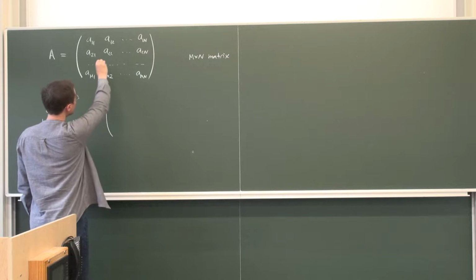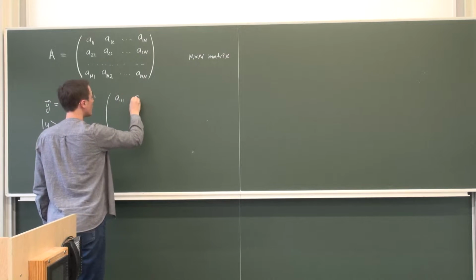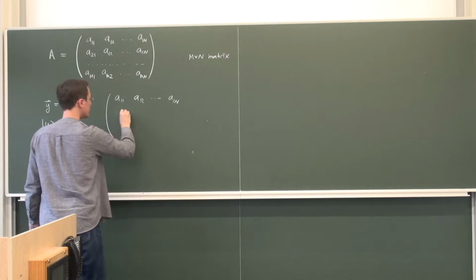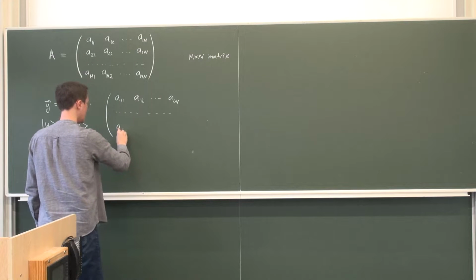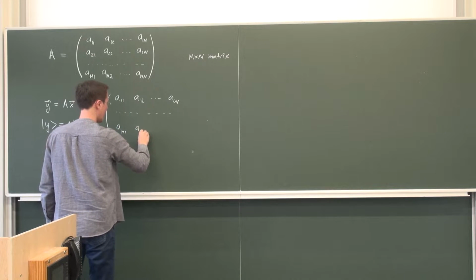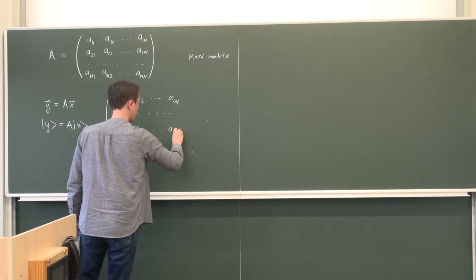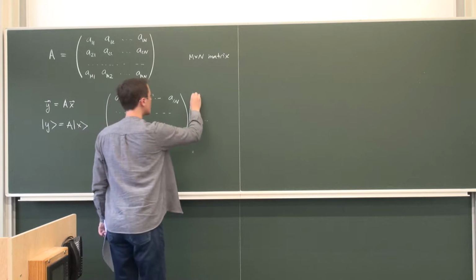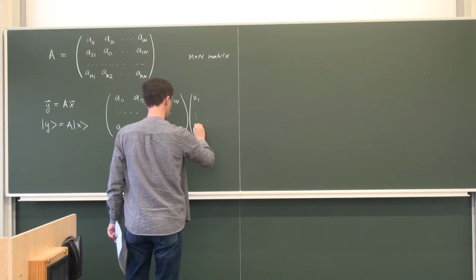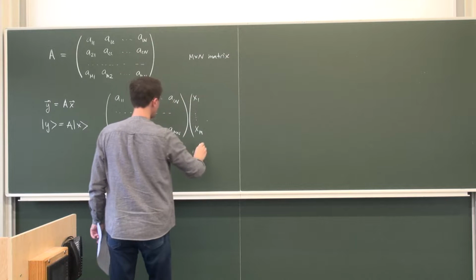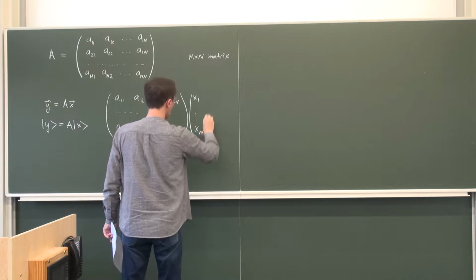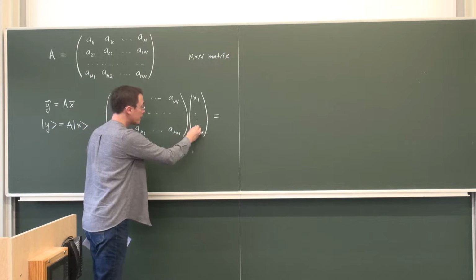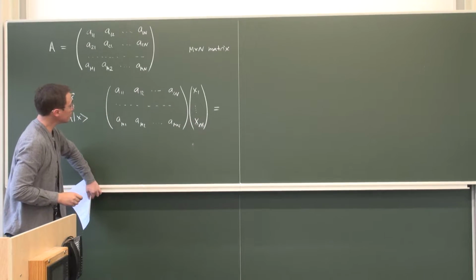We have that matrix over there, a_11, a_12, up to a_1n, down to a_m1, up to a_mn. We write a vector next to it, x_1 all the way to x_n. And the way we multiply a matrix by a vector is as follows.